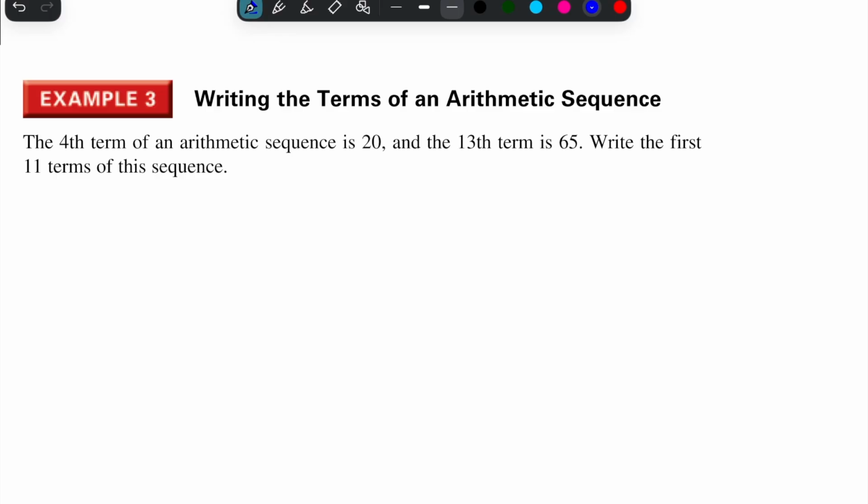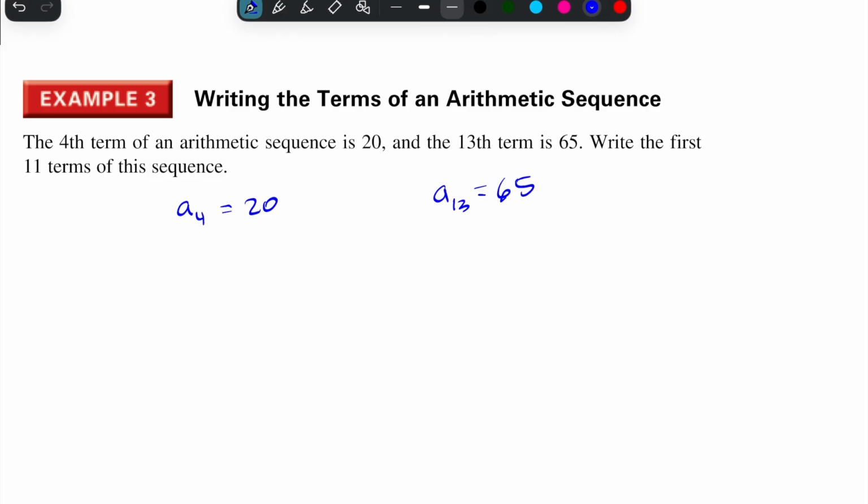All right, let's try a different example. I have that the fourth term of an arithmetic sequence is 20. I'm going to write that out. So A4, I know, is 20, and the 13th term is 65, so A13 is 65. And I want to write the first 11 terms of the sequence.